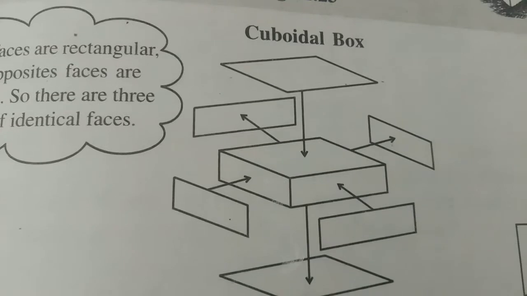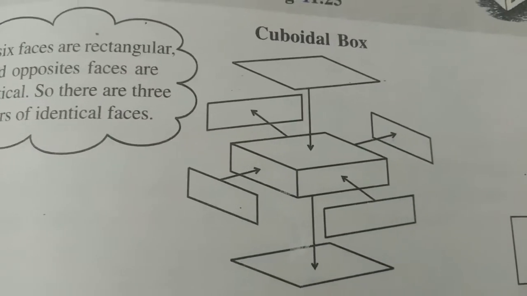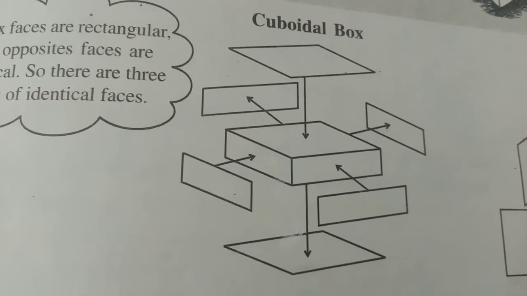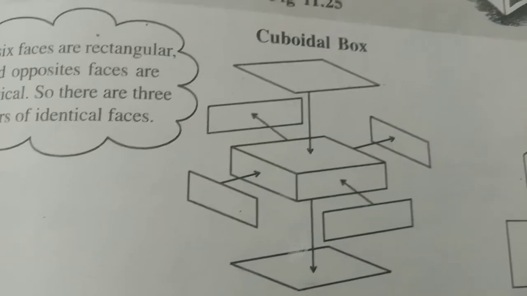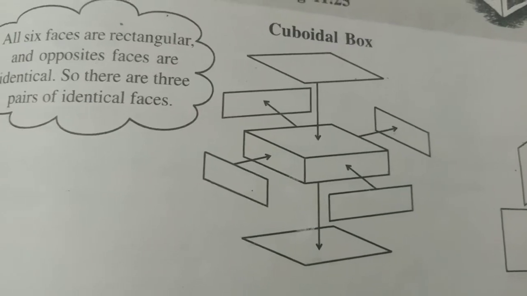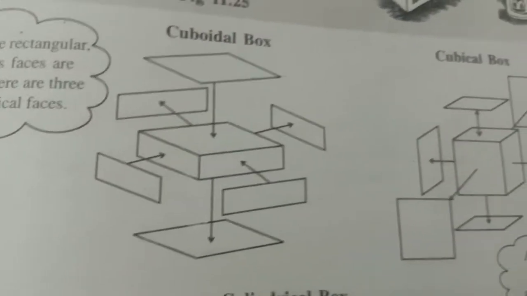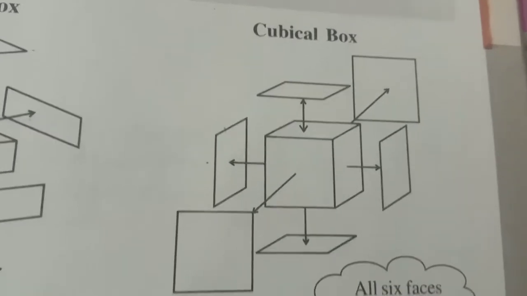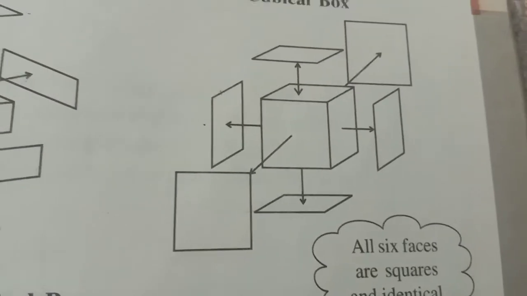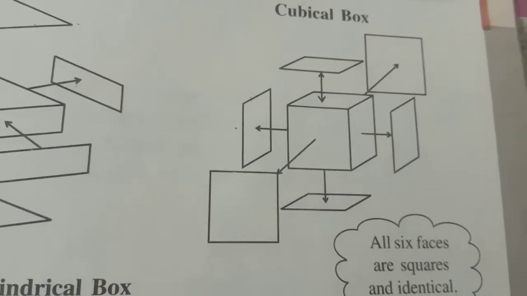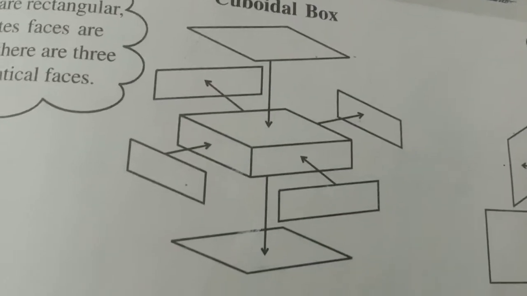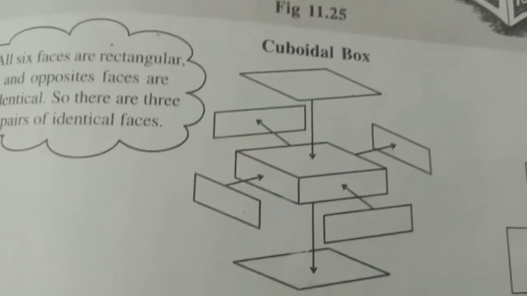Now we observe the figure. We have these faces: top surface, bottom surface, two side surfaces, and one front and one back. We have six faces in total, and these form three pairs of identical faces. Now you see the cubical box here. Very clearly it is shown that the six faces are squares and they are identical. Each face will have the same area, whereas in the cuboidal box, we find the same area for opposite faces.